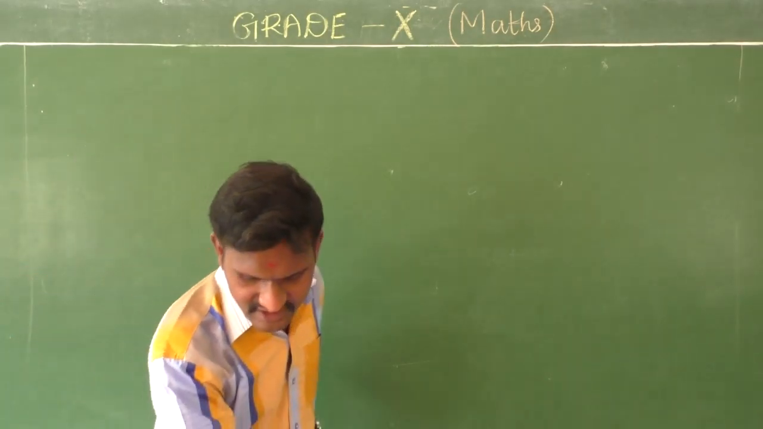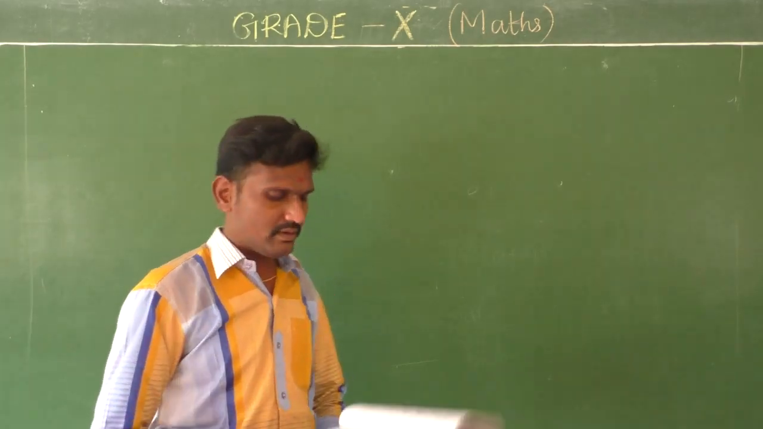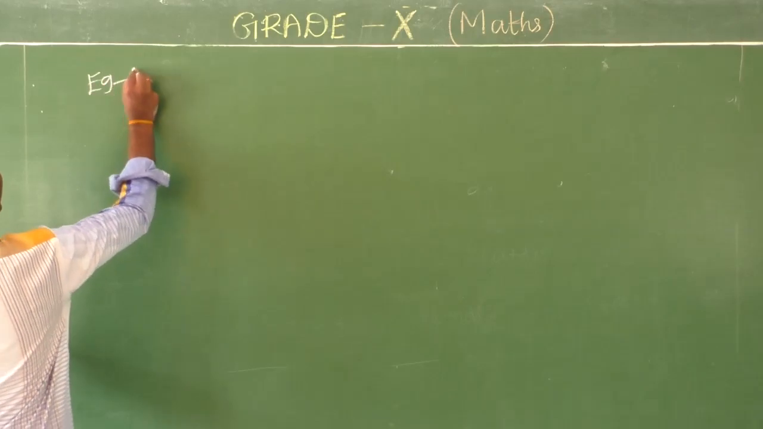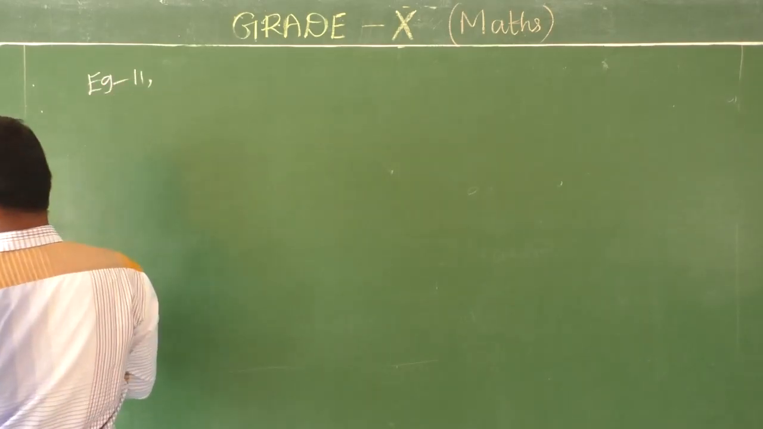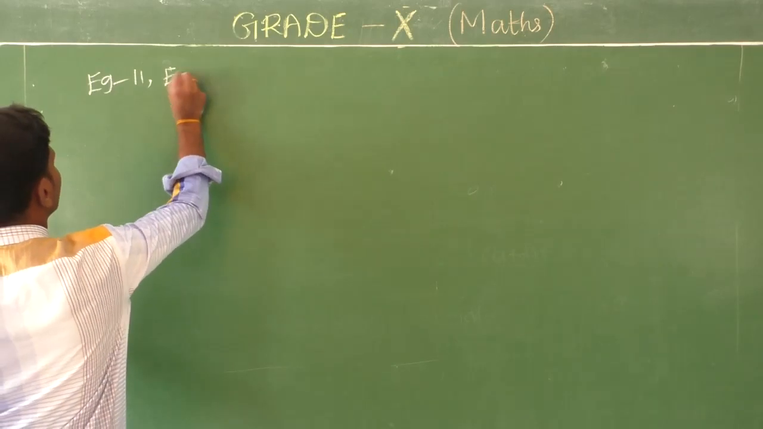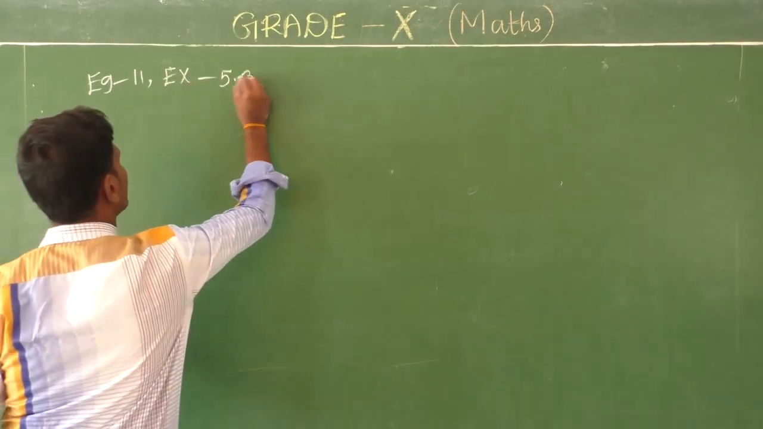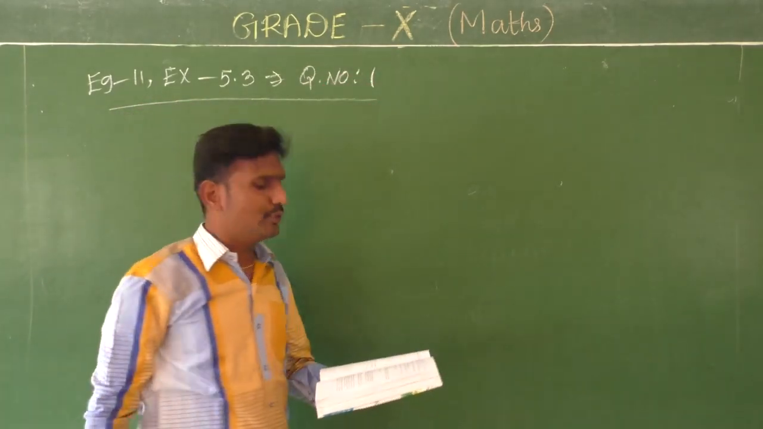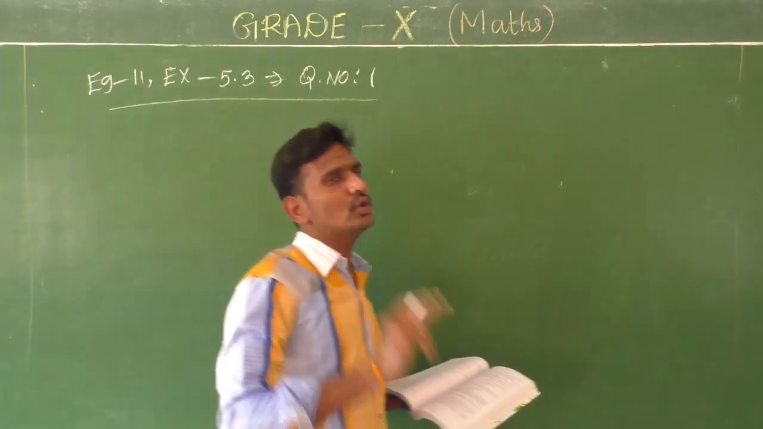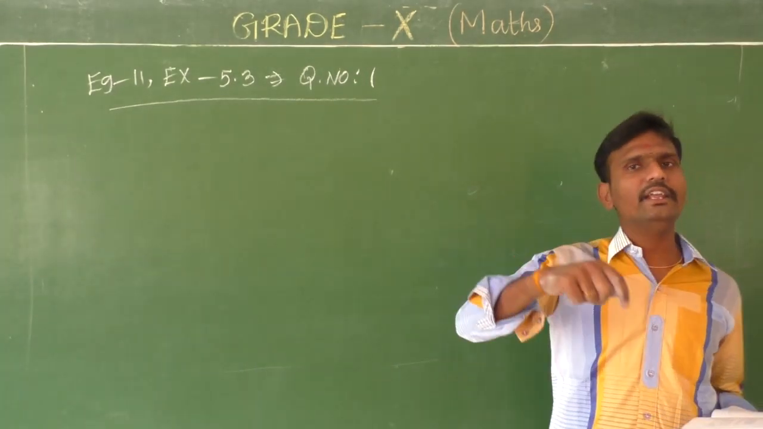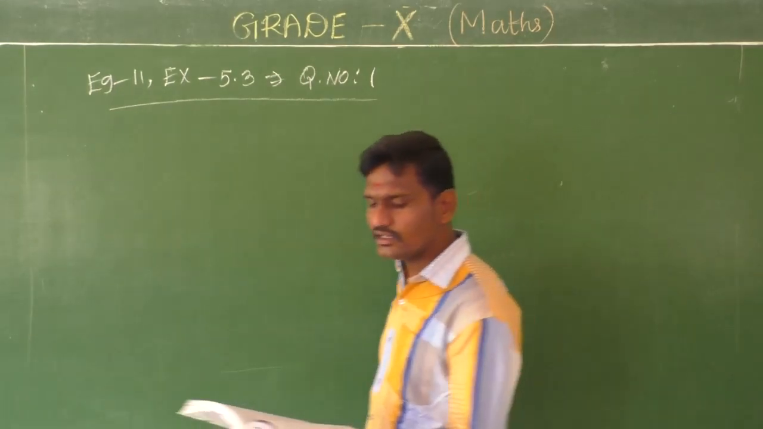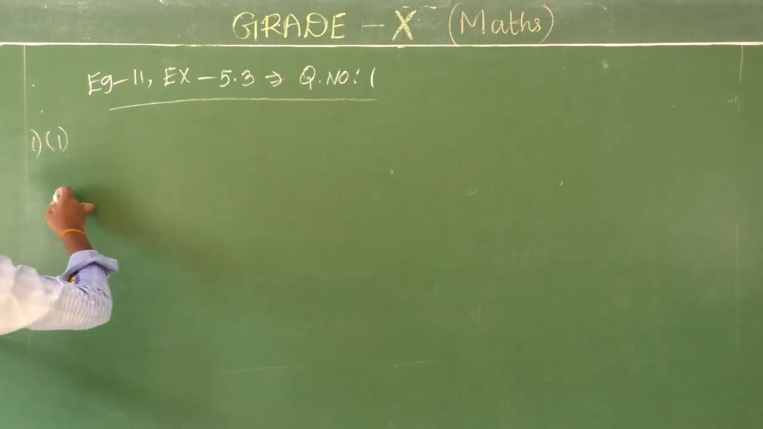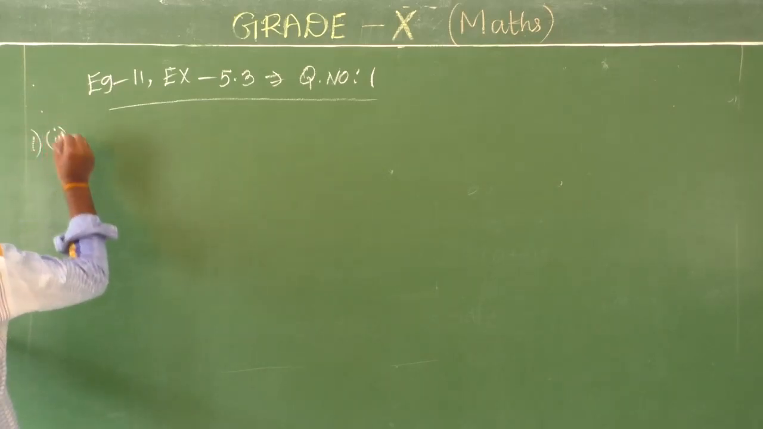Now the first example. Example 11 and exercise problem question number 1, exercise 5.3 question number 1. These are not the same pattern for you, so for that I am giving you 2 questions. I will teach you and the remaining you are going to try yourself. Yes, students. Okay, so I am giving you the exercise problems only. First question, the different one is what? Second one. First and second.